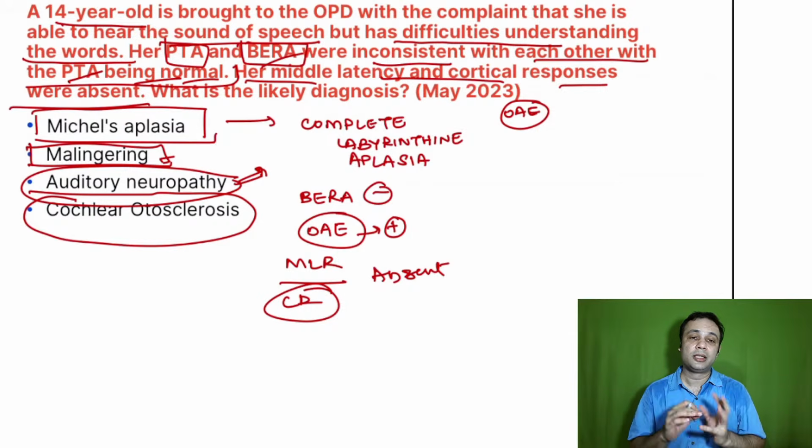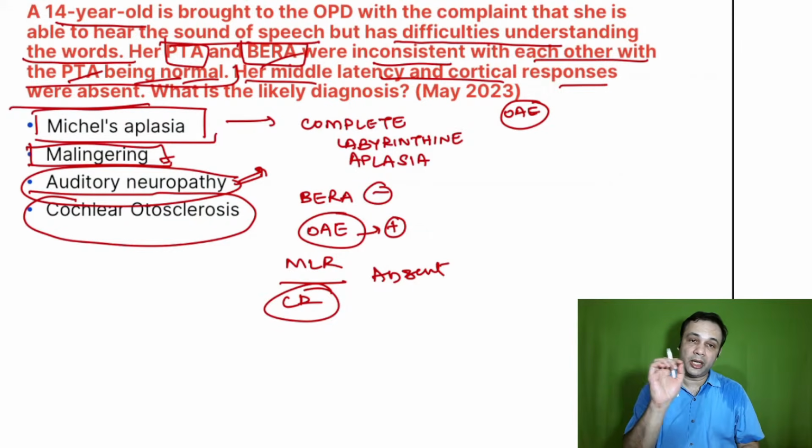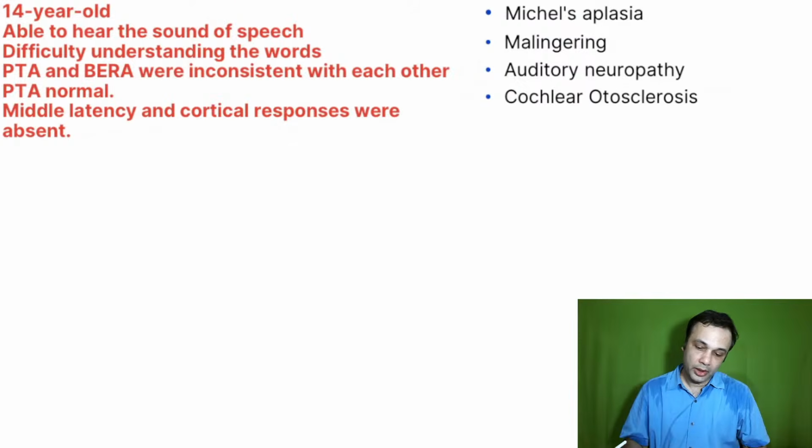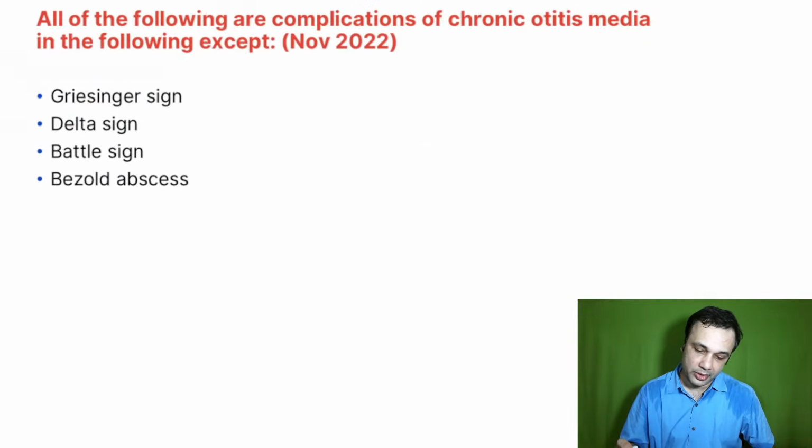The two most important investigations as far as auditory neuropathy is concerned are BERA and OAE. So remember, BERA absent, otoacoustic emission present, think in terms of auditory neuropathic disorder. Okay, so that is what we have discussed in this particular multiple choice question.